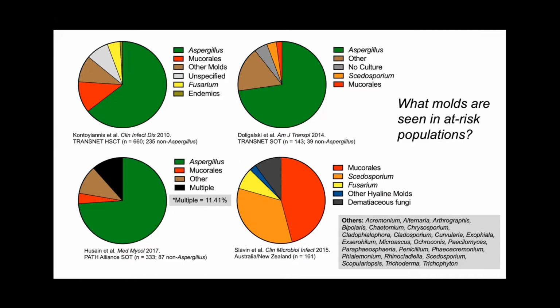In fact, in the PathAlliance study, they reported that in 11.4% of the patients, multiple different molds were actually recovered within that surveillance study of solid organ transplant recipients. So I think this shows us that there is a lot of variety of different invasive molds that can cause infections in humans.